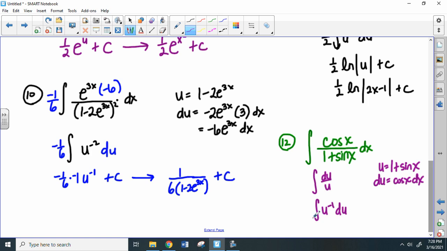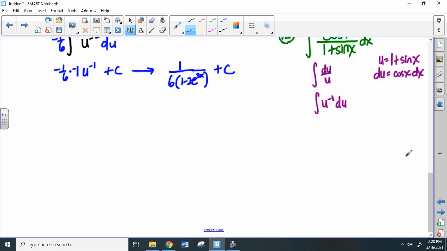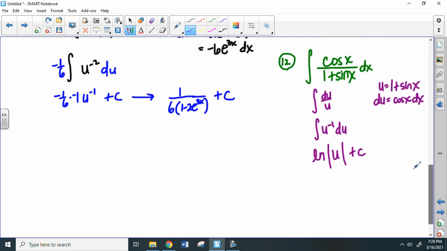And then we know that's one of our special ones, right? We can't apply the power rule because that would make us divide by 0. So that must be the special one that gives me the natural log of the absolute value of u plus c. And to finish, we need to plug u back in. And we're done.